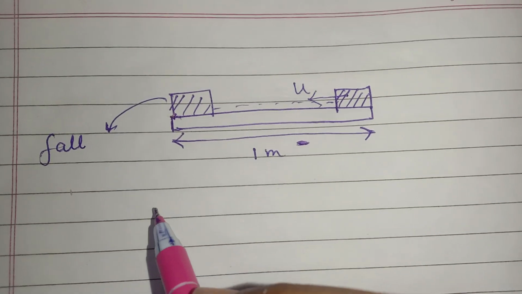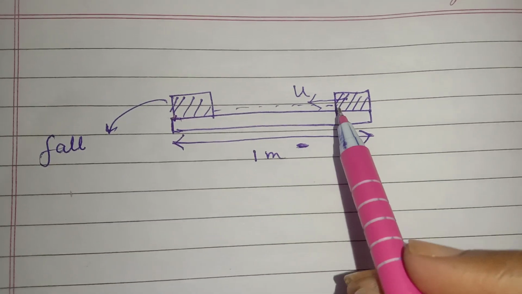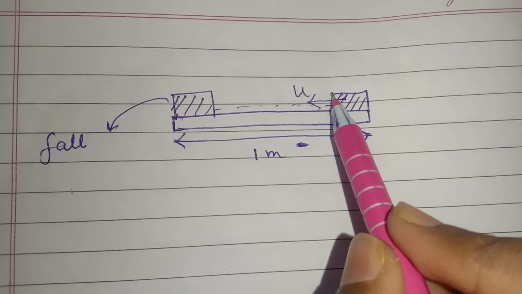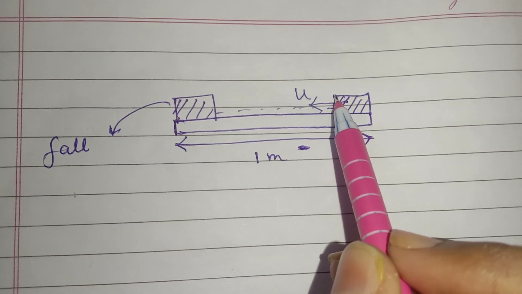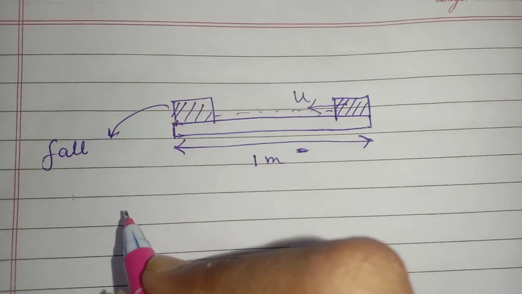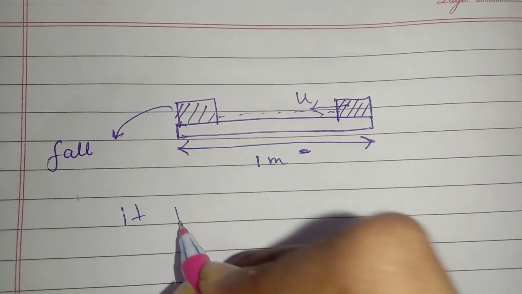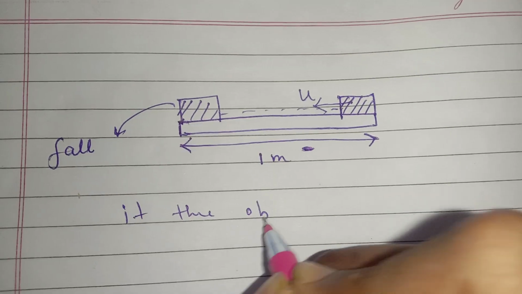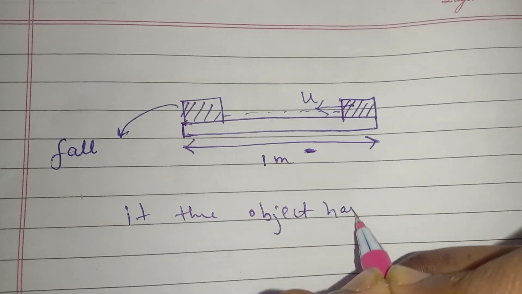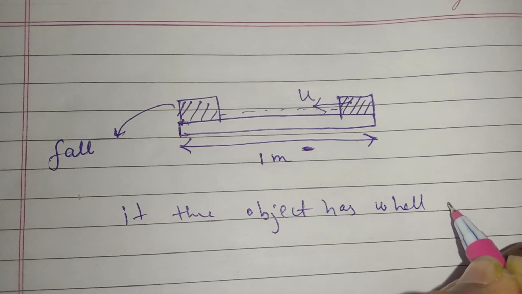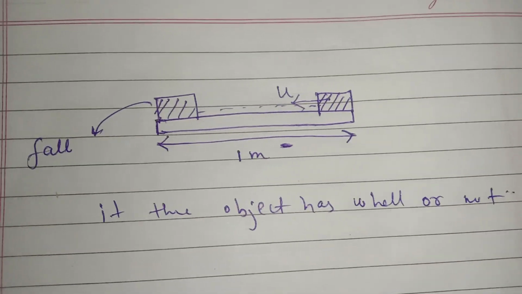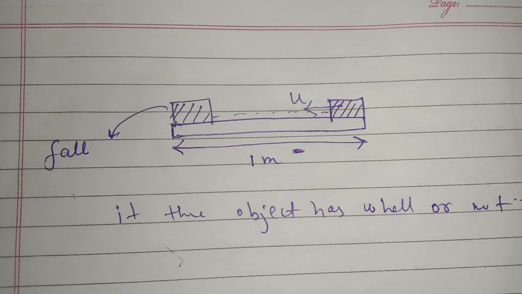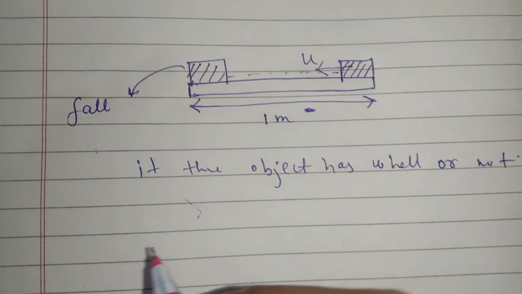So the question is whether the object has wheel or not. Is the object has wheel or not? That is the question. So what will we do here?